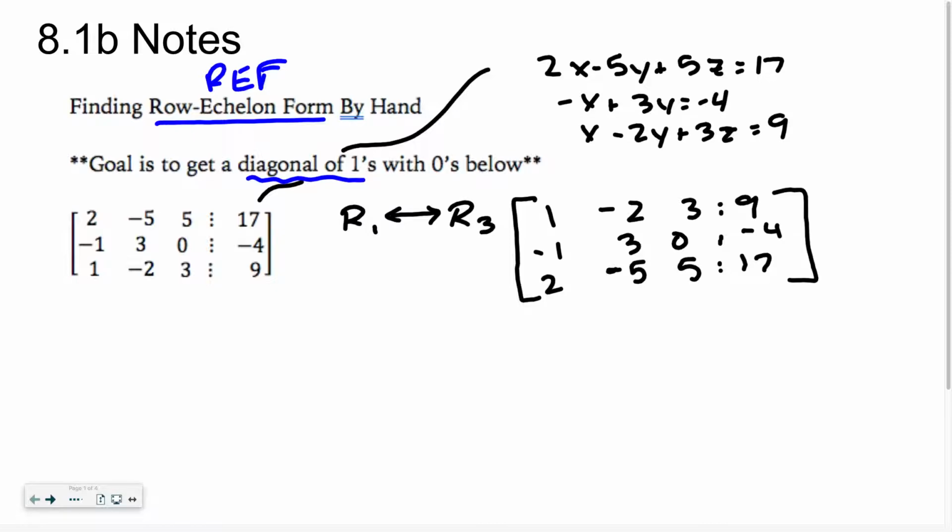Okay, so I'd say row 1 is set. I don't have to change row 1 anymore. I'm focused on row 2 and row 3. And I always think it's generally a good idea to work yourself down your matrix. So I'm going to focus on row 2. What do we need in row 2 to get row echelon form?